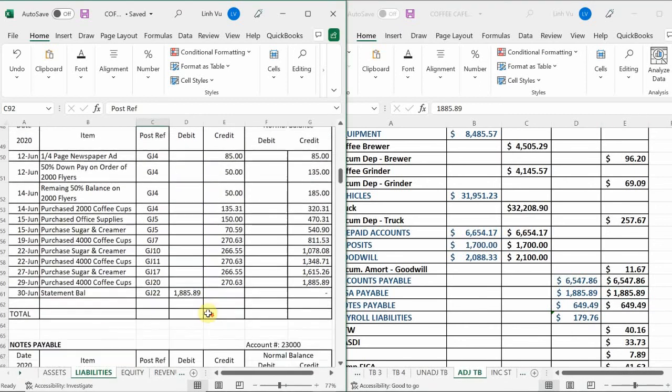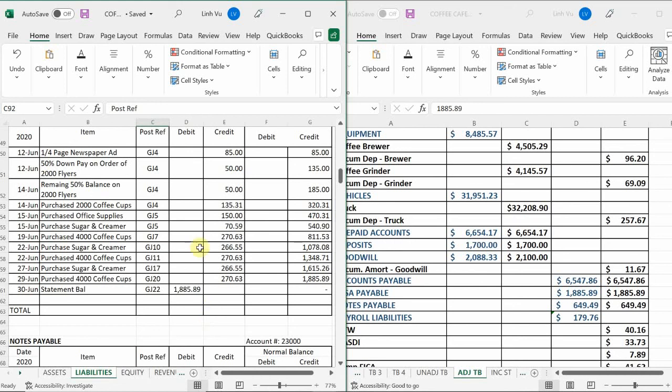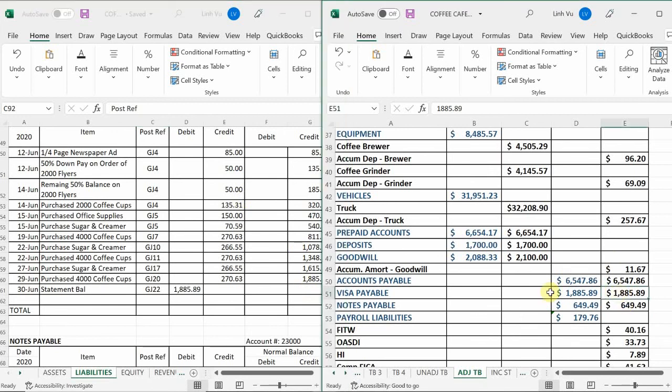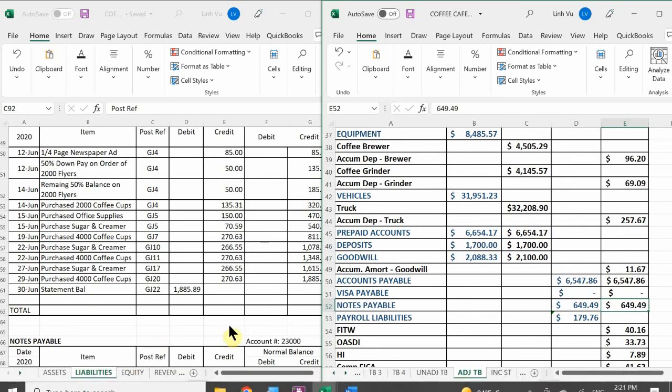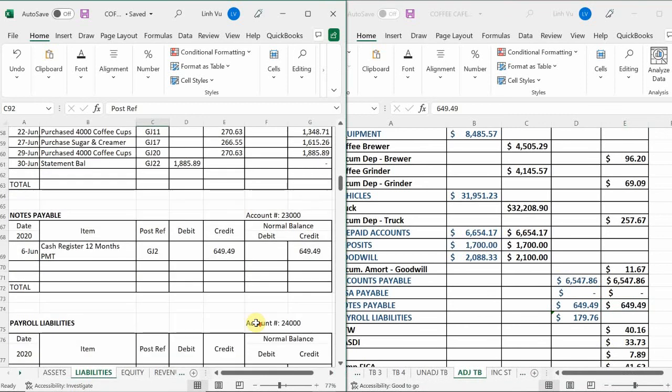My Visa payable, right? It should be 0 because I transferred the amount to my accounts payable. So in this case, it is 0. Okay, you can either get rid of it or you can leave it. It doesn't matter. Okay. Next is going to be notes payable. It's still at $649.49.